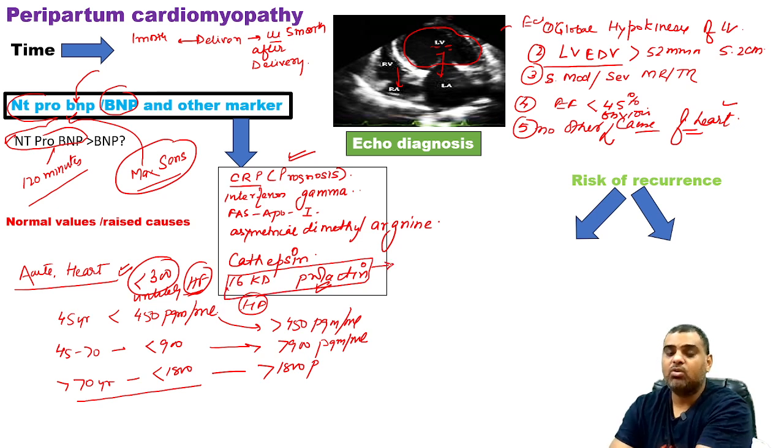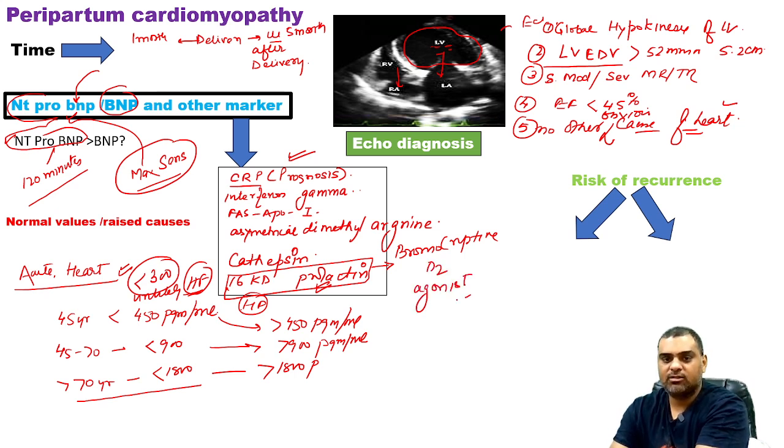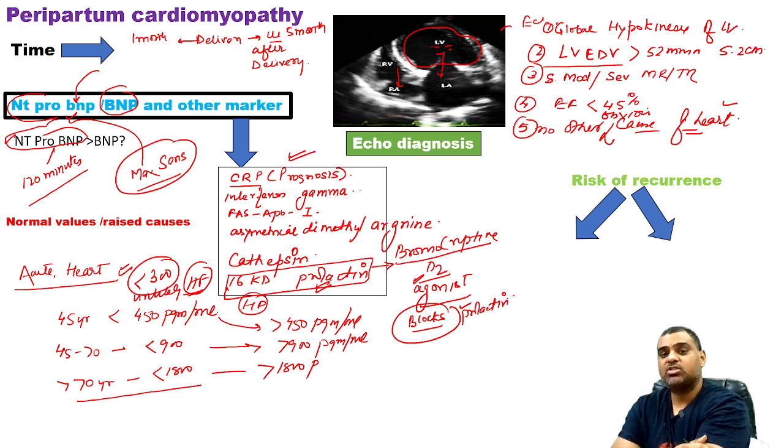Because in the treatment of peripartum cardiomyopathy, bromocriptine was given, which is a D2 agonist. So it blocks prolactin, and it has shown some good response. So that's why they started research in the direction of prolactin, and they found this, 16 kd prolactin.